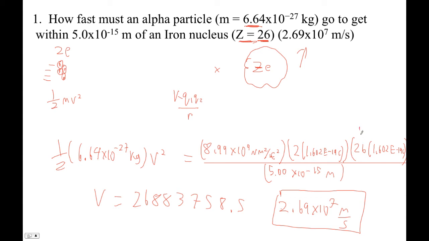There are other things we could look for. We could actually try to solve for what Z is, or we could solve for what r is. It's always an alpha particle, though, because Lord knows we couldn't do this with a proton or something.